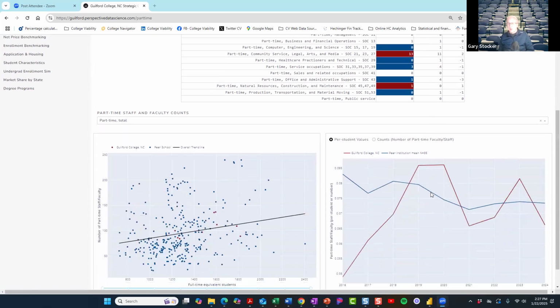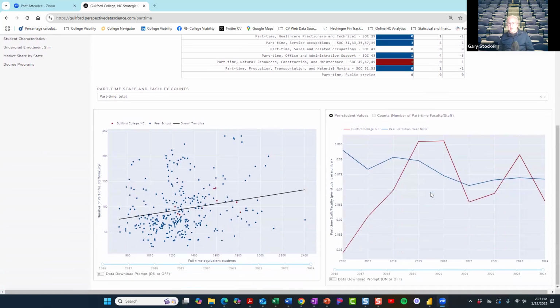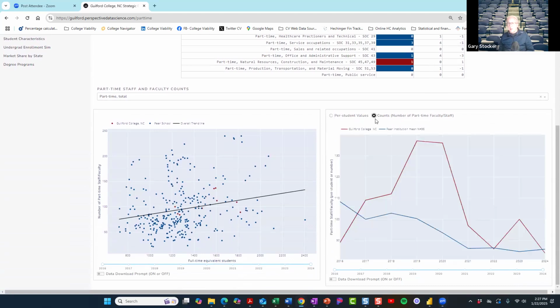And then as we scroll down to the bottom, again, you can see the pattern is all over at the per student level, which is what we have here. We can also do the count, number of part-time. And again, our college just seems to be inconsistently staffed, I guess is the best way to look at it.